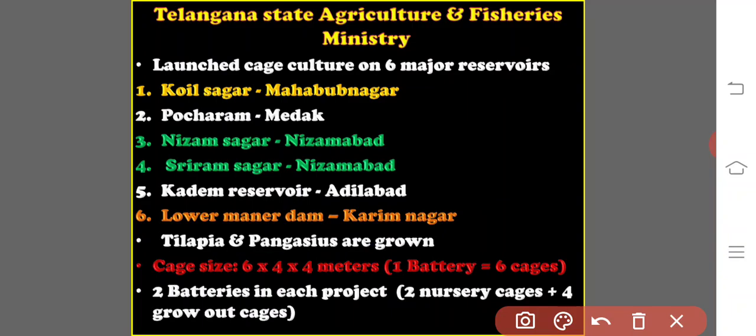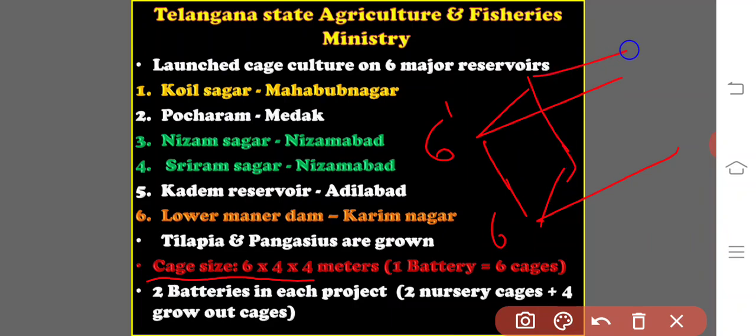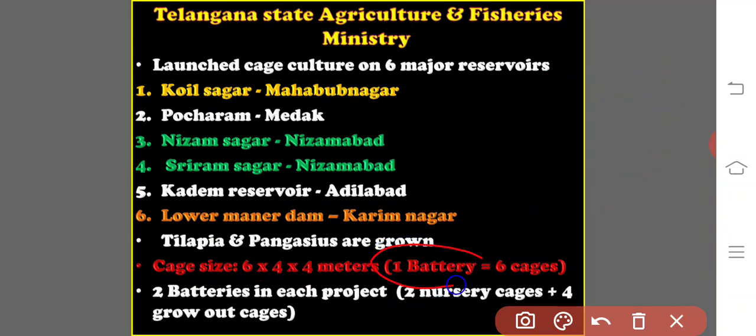Regarding cage size, here we are using 6 meters length, 4 meters width and 4 meters height. Like that we are using the cages and growing the fishes in six reservoirs. Here, six cages collectively are called one battery. Six cages kept at a site are called one battery. Out of six, two are nursery cages and four are grow out cages, that is, the rearing cages.